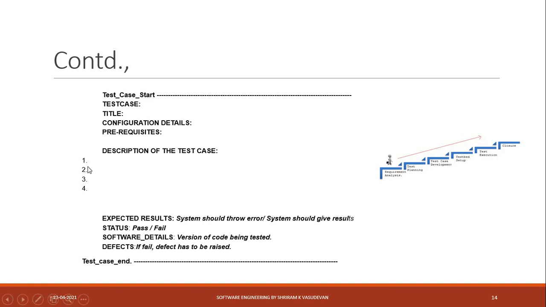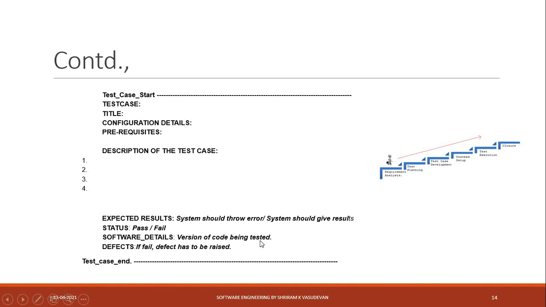Now you can describe the test case. Load this, load that, give the input from this level, see if output is coming, check if the level is 1 or 0. Likewise, you need to write it in a very detailed manner, and you need to put the expected results. Expected result: the system should throw an error or the system should give a result. Status of the test case should be mentioned as pass or fail.